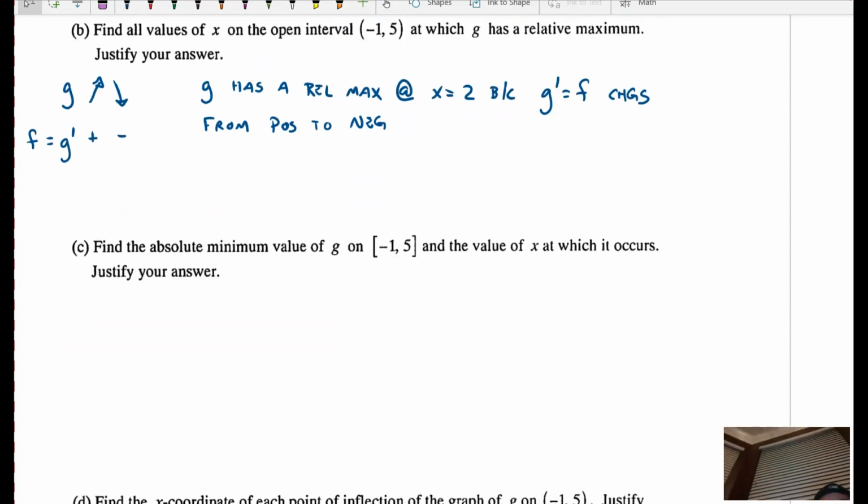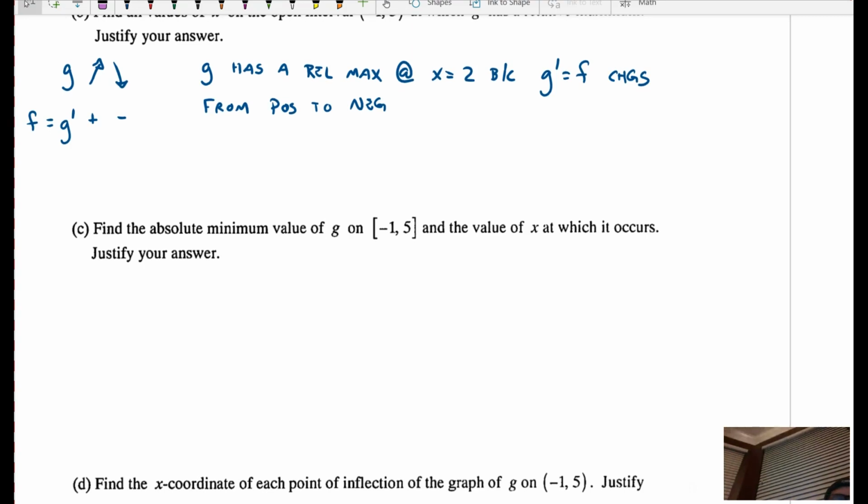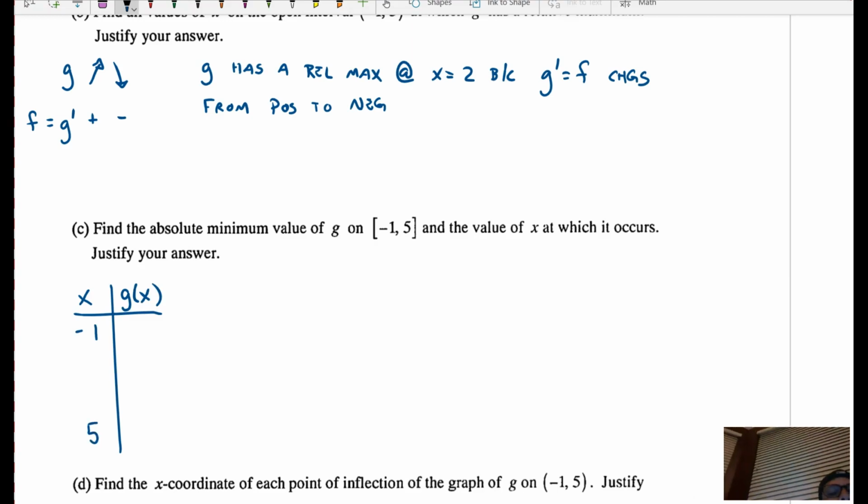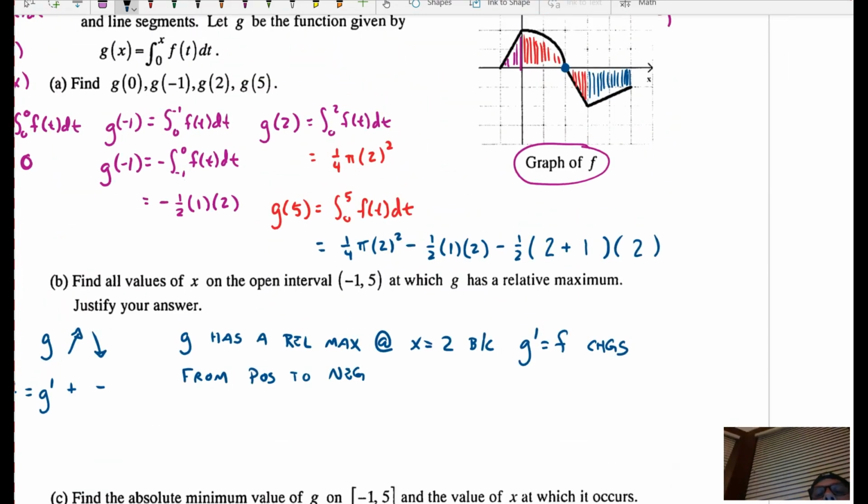Part C, find the absolute min on the interval from -1 to 5. So if it's absolute on a closed interval, that means we're going to do the candidates test. This is x. Now we're finding the absolute min of g, so we want to see the y values of g. My endpoints are -1 and 5, and I need the critical values of g, which are g prime equals 0 and g prime is f. So then we're looking for f equal to 0.